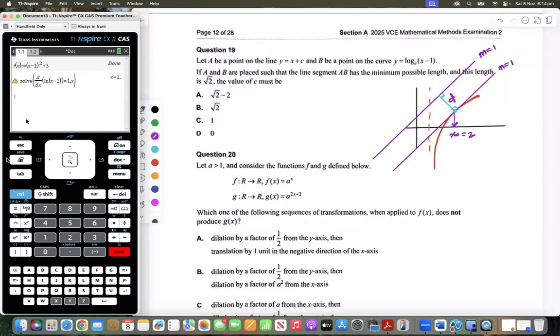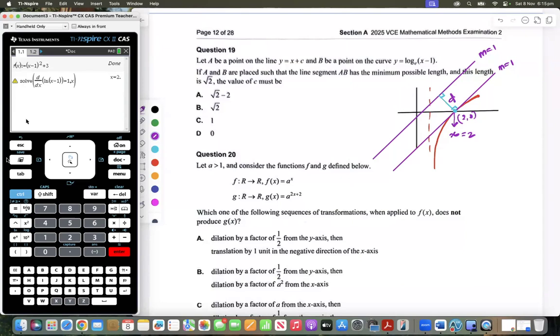Perfect. At this point, x is equal to 2. Can I find the y value? It's 2 minus 1. Oh, actually, this comes onto the x-axis then. So y value is 0. When I substitute here, 2 minus 1 is 1, log of 1 is 0. So basically this point is (2, 0).